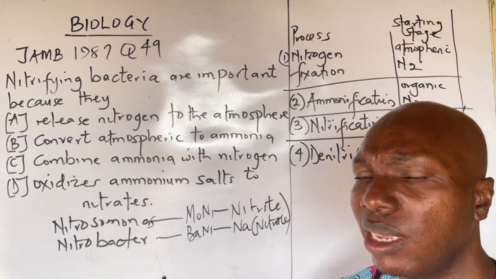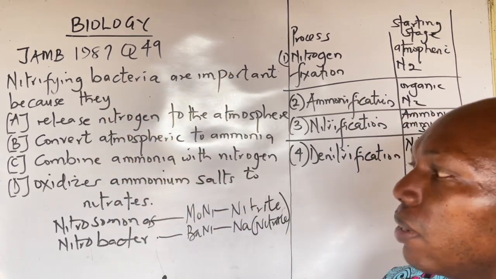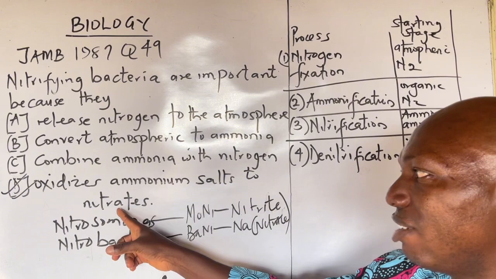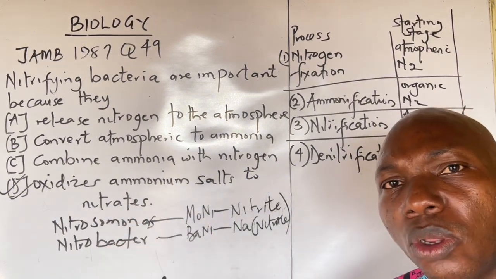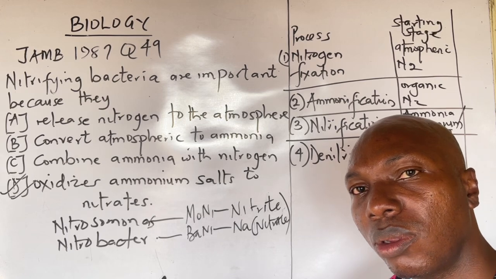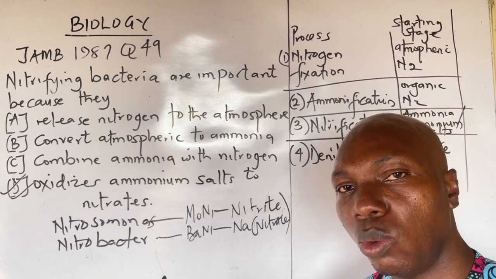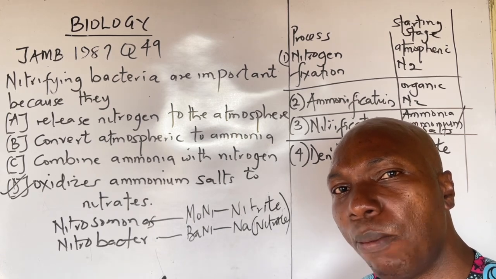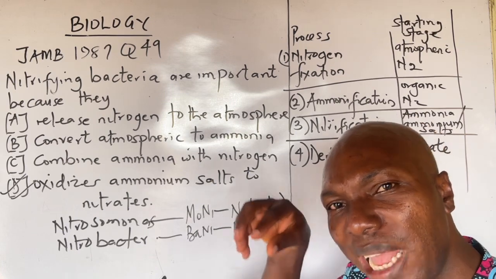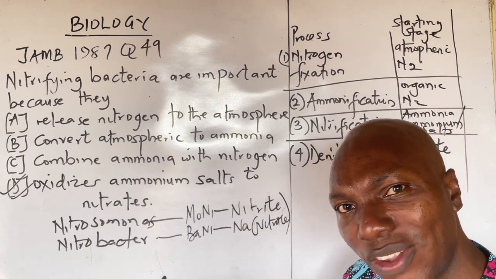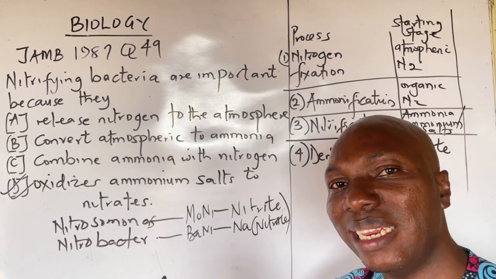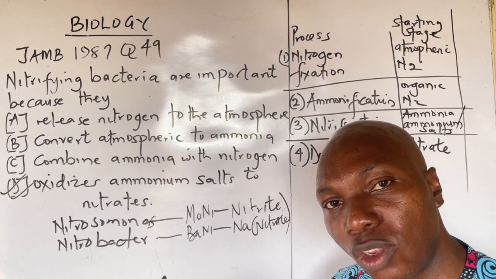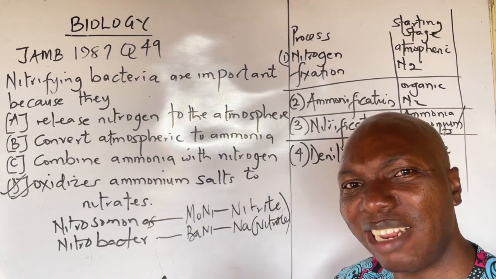So I hope you have gained something in this video. Nitrifying bacteria are important because they oxidize ammonium salts to nitrates. What are ammonium salts? When cows go on the field, they defecate and pass out urine. Those urine and feces are actually ammonium compounds, ammonium salts. They help in fixing nitrogen to the soil. And you know, nitrogen is a macronutrient needed by plants.